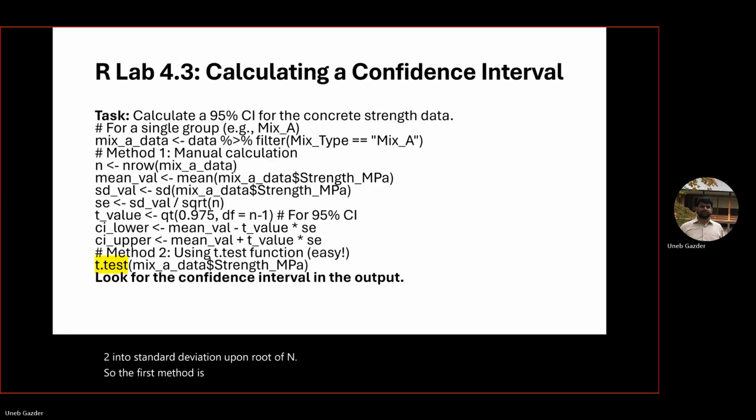This is the first method. Mean plus this into this upon this. And the second method is using the t-test, or basically the t distribution. So it will also give you the 95% confidence interval.